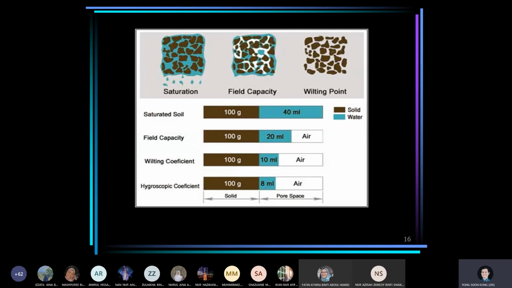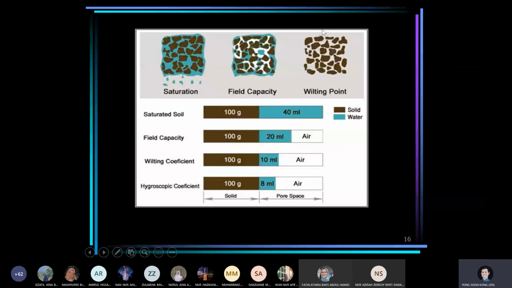Now there might be some evaporation coming from the cohesion water, but it's unlikely. So most of this field capacity only contains two types of water: adhesion water for sure, and then cohesion water. So that is field capacity.